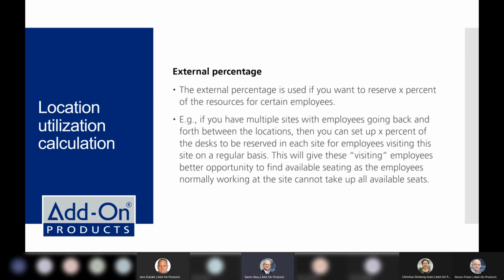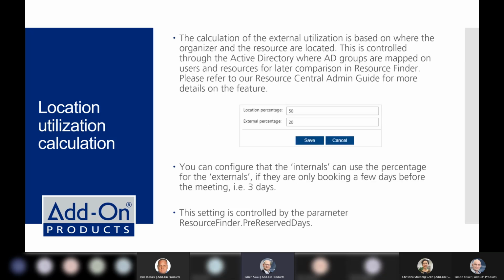And I'll show you on the next page that you also have to set up in the AD and connect that to the location, because we don't know the location from Resource Central in the actual organization of organizers. So this means that you can actually block 20%, for example, of your desks and say these are going to our external people, so the visitors, we could say, or the ones visiting. So it's based on where the organizer is and where the resource is located.